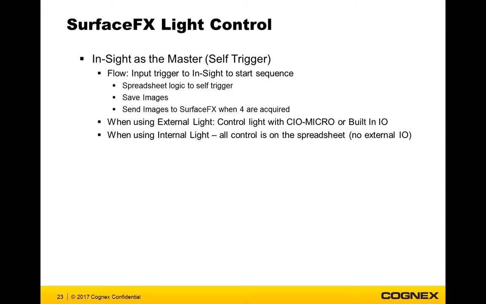Now, as I mentioned before, you can also use the internal light, and all this control is on the spreadsheet. There's no external I/O because the system is self-contained with that internal light. So I'm speaking specifically about the Insight 7000 Gen 2 with the new internal light. All that's going to be on the spreadsheet. There's no external I/O. The only thing you need to do is tell the system when to go.